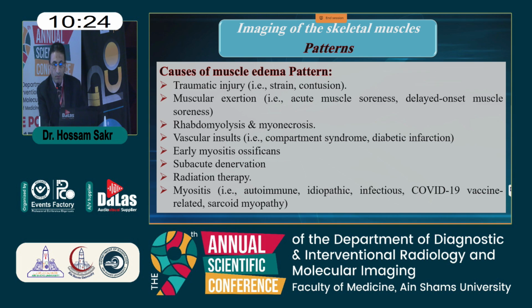Causes of the muscle edema pattern are variable: traumatic, muscular exertion, rhabdomyolysis and myonecrosis, vascular insults, early myositis ossificans, subacute denervation, radiation therapy or radiation injury, and myositis, either autoimmune, idiopathic, or infectious.